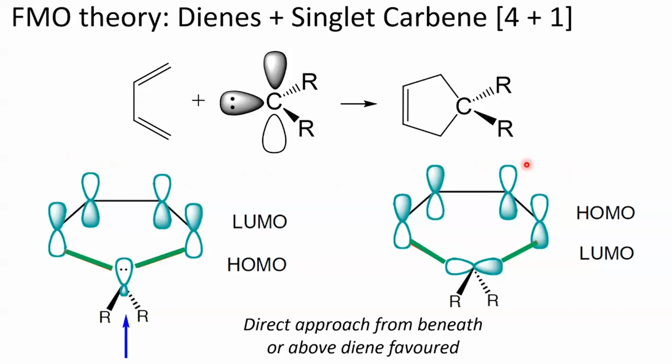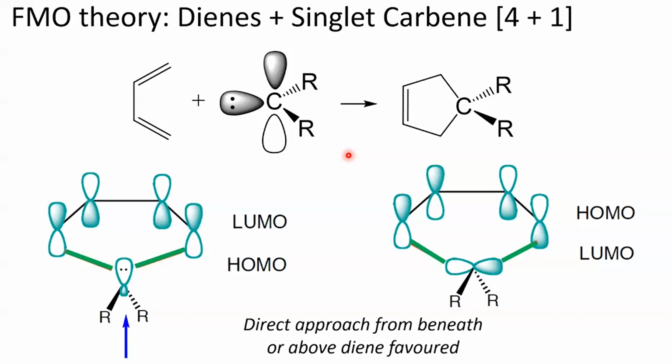Here we can see the overall reaction structure. We have a diene, 1, 2, 3, 4. We have our singlet carbene here, and we can bring them together to form this 5-membered ring structure. One of our double bonds has gone to form these two new bonds to the carbon, while the second double bond has shifted between where those two double bonds were originally situated.